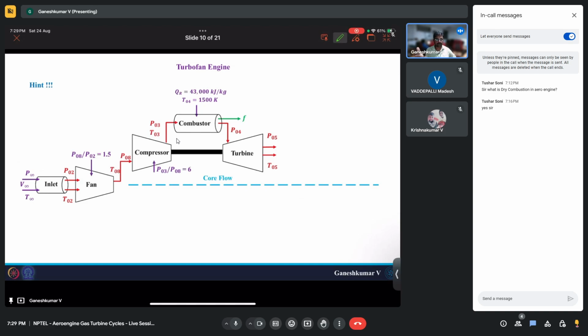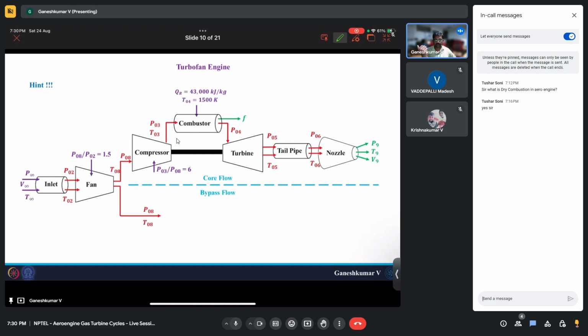Okay, it's a single spool turbofan configuration. So when you do the energy balance for the turbine, you have to include both compressor and fan. Okay, and you have a tailpipe where there are no losses, and then you have a nozzle in the core flow, and since it's an unmixed flow, these nozzles will be separate. And from the nozzle you will get P9, T9 and V9, which we will use for thrust calculations.